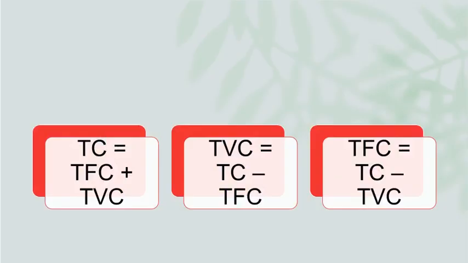This relationship can be summarized using the following equations. Total cost is equal to total fixed cost plus total variable cost. The second equation is total variable cost is equal to total cost minus the total fixed cost. And total fixed cost is equal to the total cost minus total variable cost.